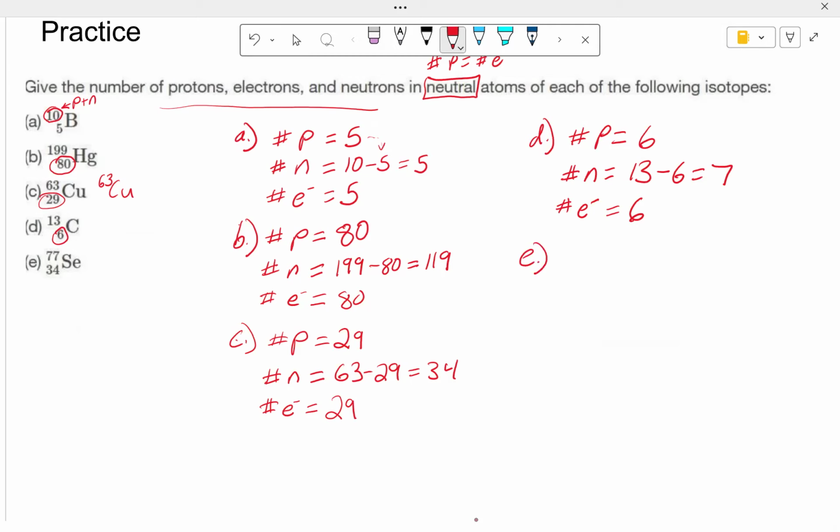And then finally, for selenium, letter E, the number of protons is going to be the atomic number. The number of neutrons is going to be the mass number minus the atomic number. And then for neutral atoms, the number of electrons should equal the number of protons.